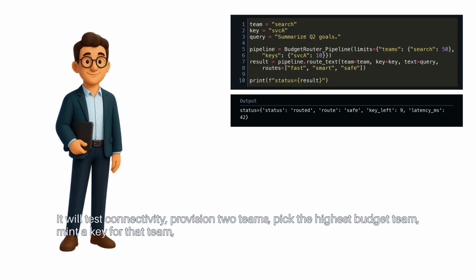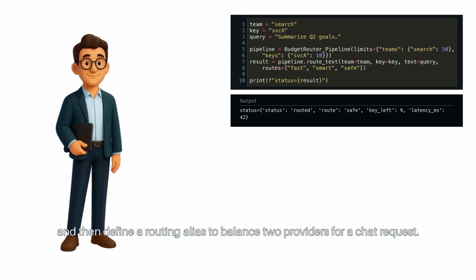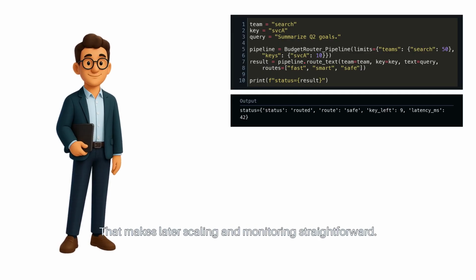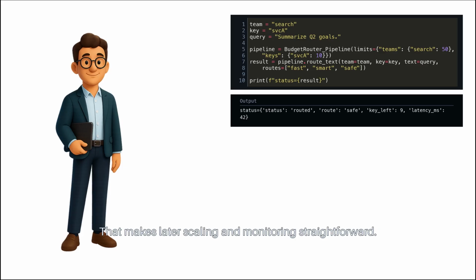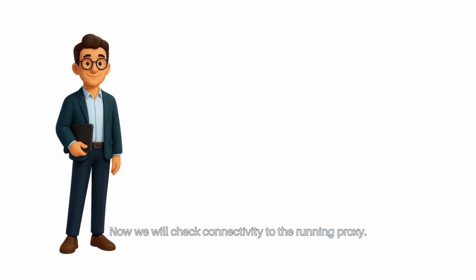It will test connectivity, provision 2 teams, pick the highest budget team, mint a key for that team, and then define a routing alias to balance 2 providers for a chat request. That makes later scaling and monitoring straightforward. Now we will check connectivity to the running proxy.